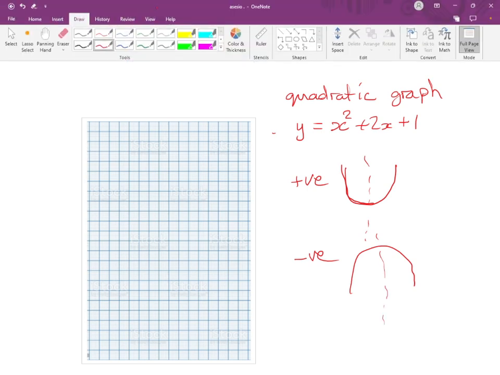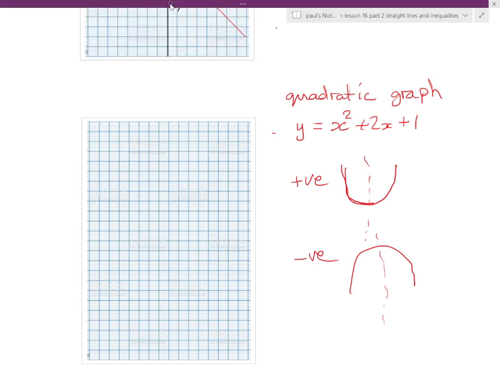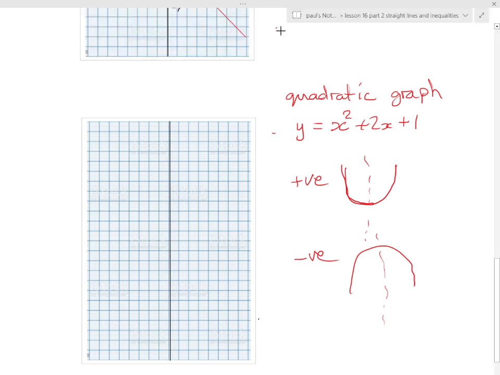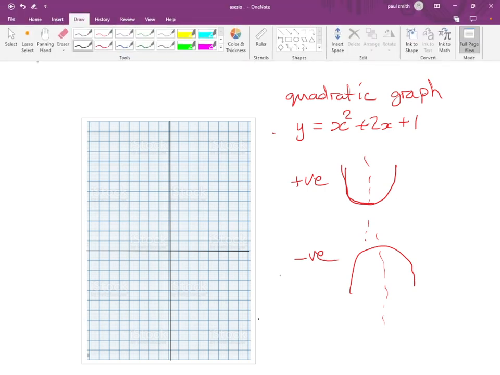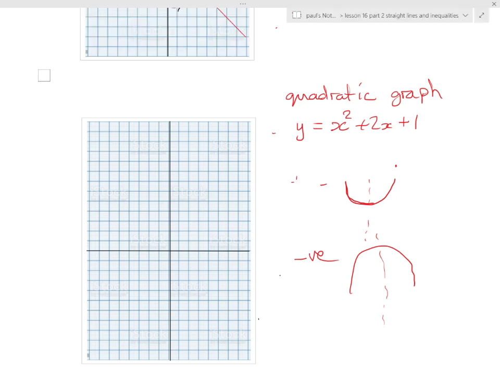Now if we start to draw this, the problem with all these graphs is that I never seem to get them to fit. So this is going to be a positive graph, but it doesn't necessarily have to be in the middle. It can be a bit to one side or a bit up or a bit down. It depends on these numbers, how steep it is and where it starts and finishes. So let's do this graph.